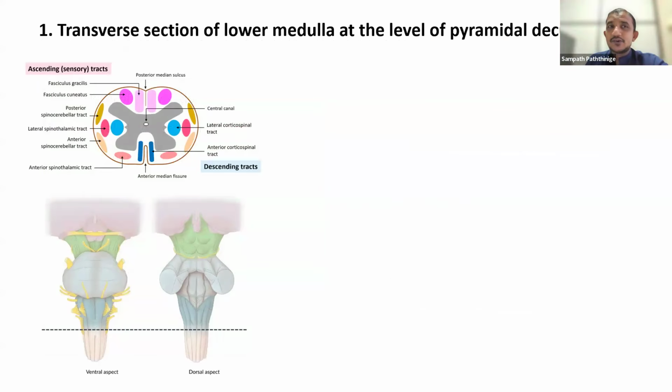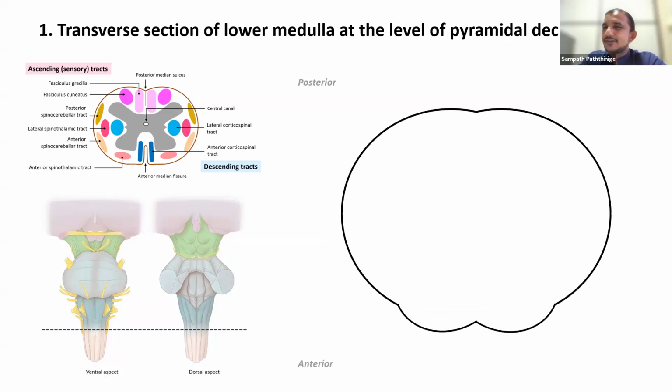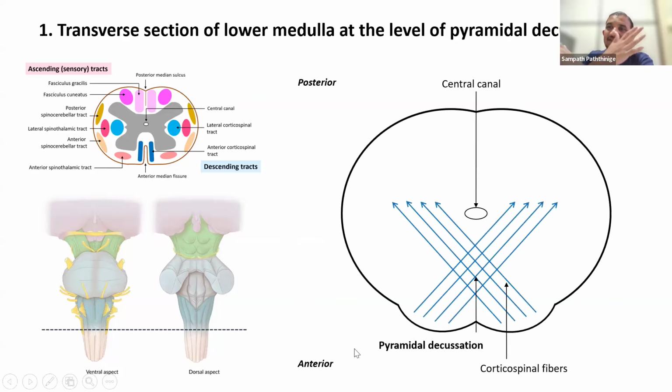So for example, if you draw the lowermost level, that is at the lowest part of the medulla where the crossing of the pyramidal fibers occurs, the external appearance would be very similar to the spinal cord. It is very cylindrical with the central canal in the center. At the anteriormost aspect, you have the pyramids, but in this place, the pyramids are crossing to the opposite side. The crossing fibers go into the lateral side. These are the set of fibers which are going to form the lateral corticospinal tract, right? So that is the descending pathway.